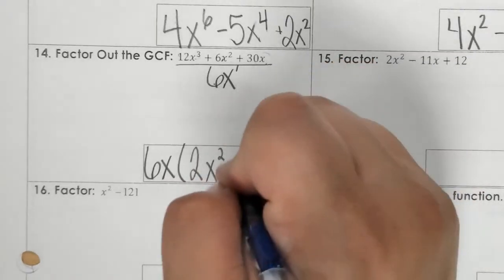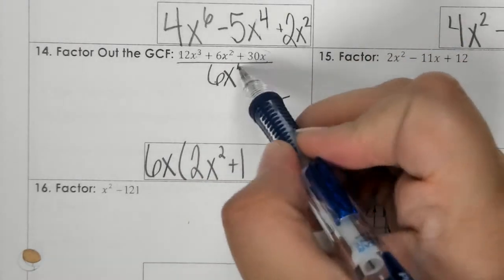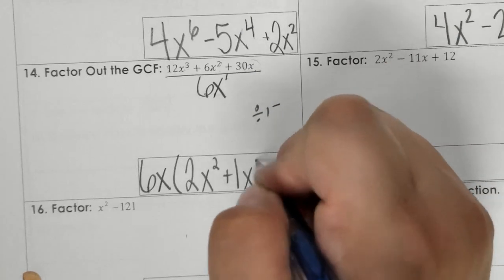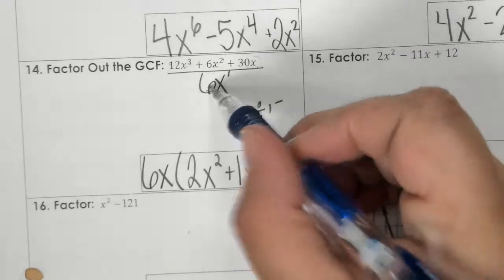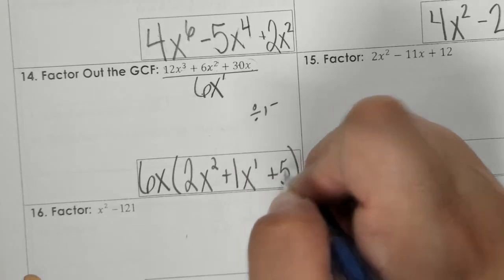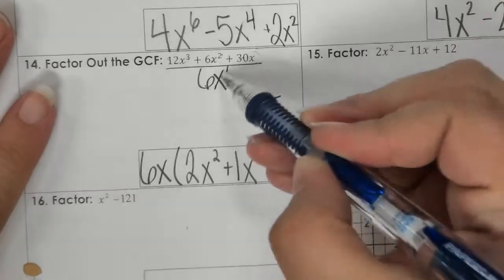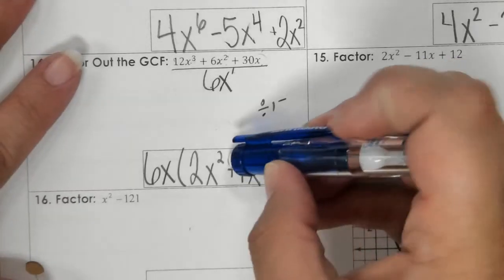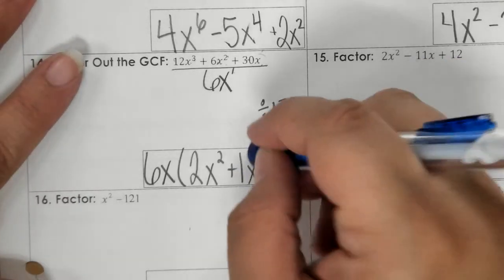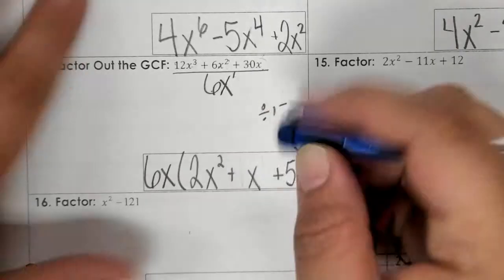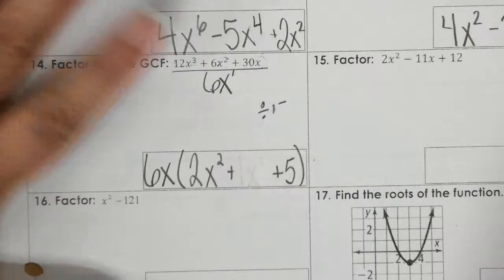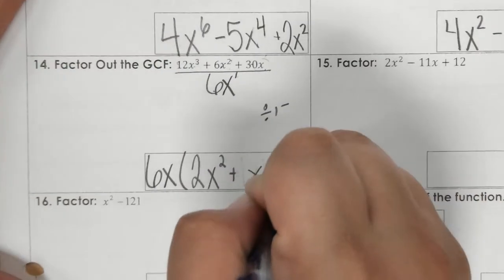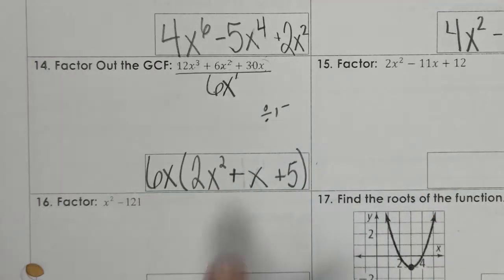6 divided by 6 is 1. 2 minus 1 is x to the 1st. And then 30 divided by 6 is 5. 1 minus 1 is 0, so we don't write that. And then just a note, the 1 in front of the x and the 1 on the x, both of these are not going to be written in the actual multiple choice. Okay, so it looked like that.